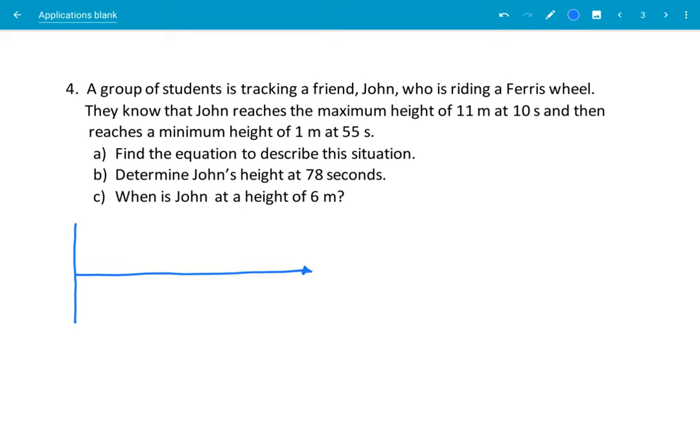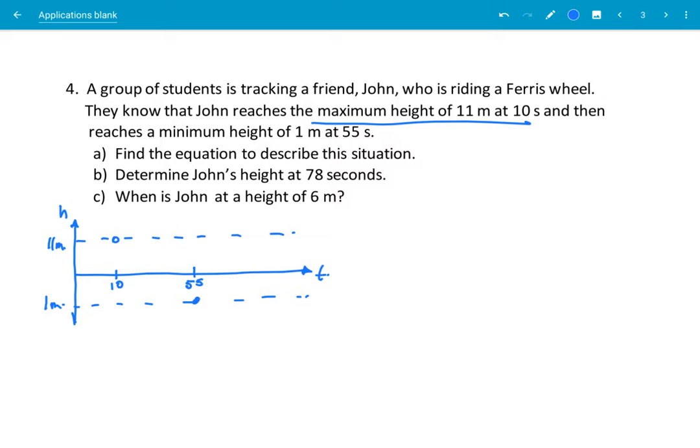Let's see, we have time and we have height. We dash in the top and dash in the bottom. And we have the maximum height at 10 seconds. So at 10 seconds, it's 11 meters. Then again at 55 seconds, it is 1 meter. So right away, we have the max and the min.